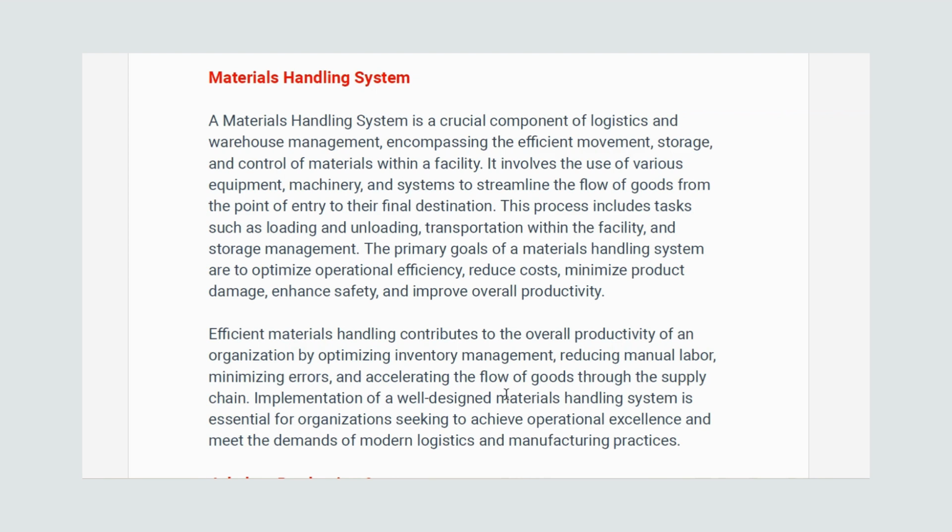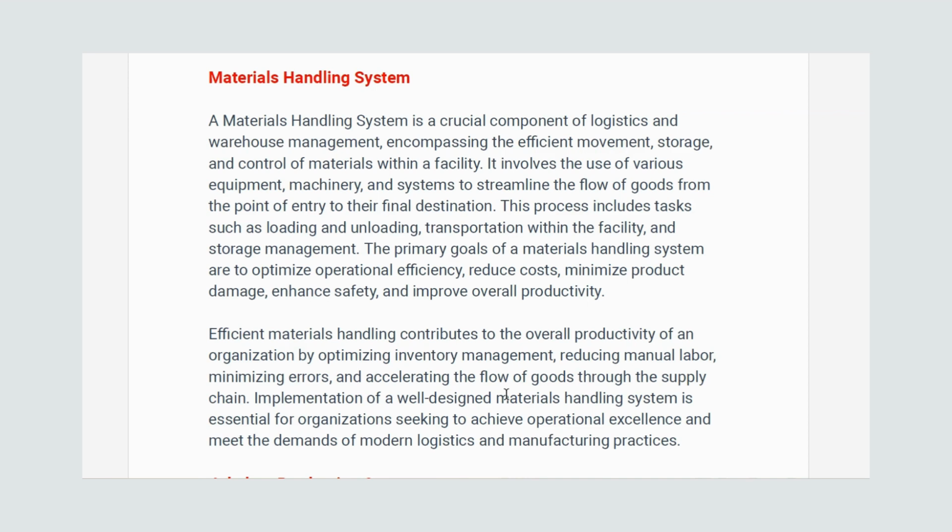Okay, so what all processes does it include? Material handling system includes loading and unloading, transportation within the facility and storage management. So the primary goals of material handling system, we can say, are to optimize the operational efficiency, to reduce the cost and minimize product damage and enhance safety and improve overall productivity.